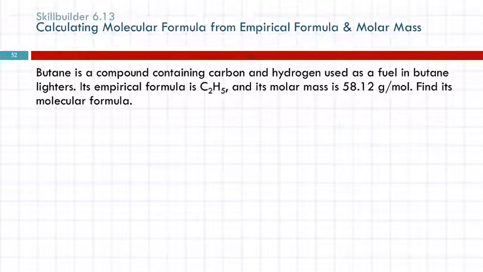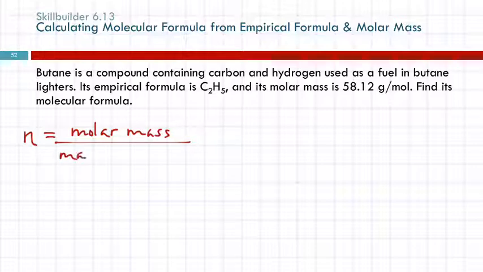Let's look at one more. Butane is a compound containing carbon and hydrogen used as a fuel in butane lighters. Its empirical formula is C2H5. Its molar mass is 58.12 grams per mole. Find its molecular formula. So we want to find out how many of these fit into the actual molecular formula. To find n, it's the molar mass divided by the mass of the empirical formula.